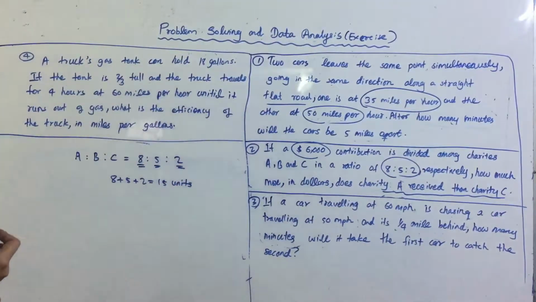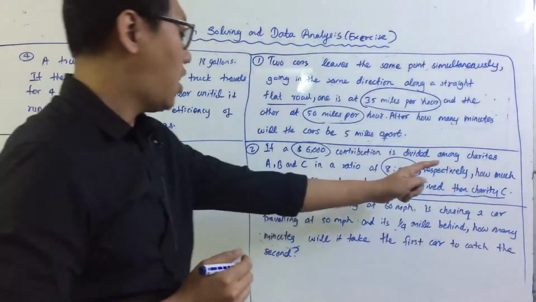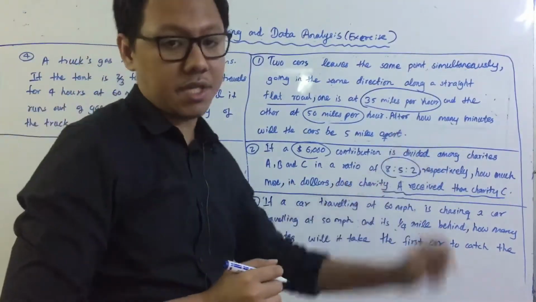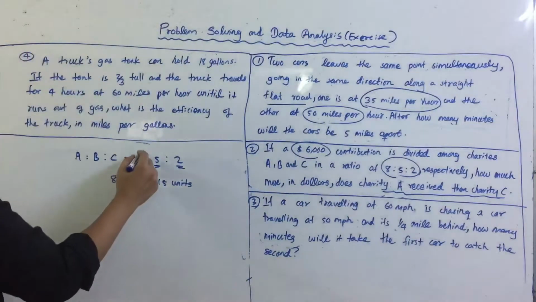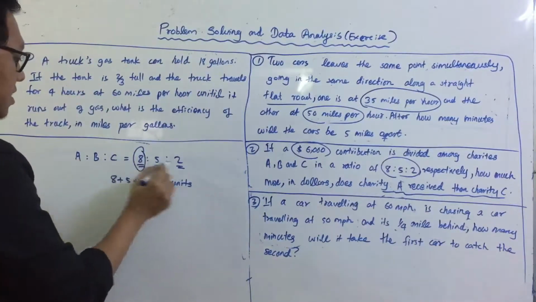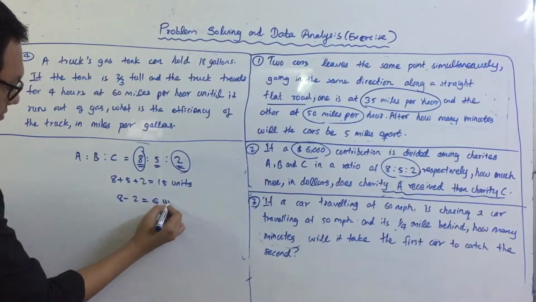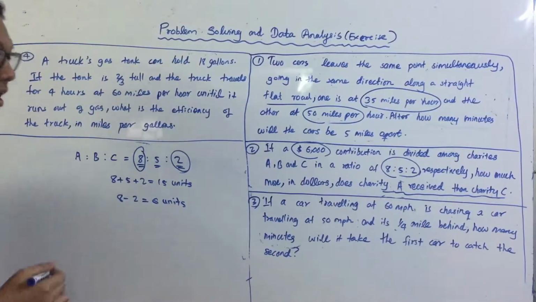Okay, and they are asking how much more A than C. So A is 8 and C is 2, so 8 minus 2, 6 units. So charity A receives 6 units more than charity C.